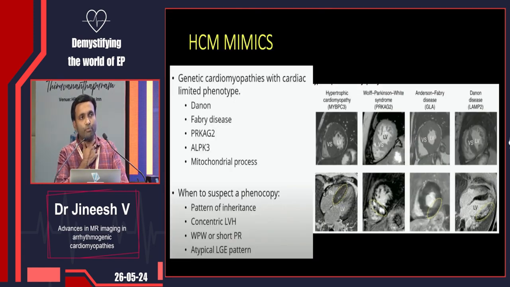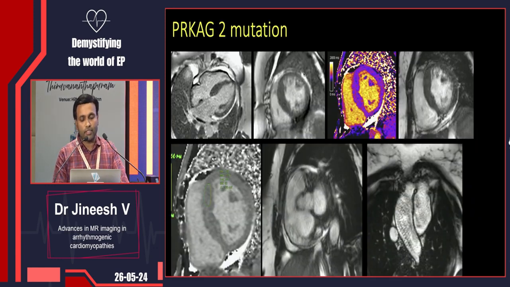And there are multiple HCM mimics. The so-called HCM, which doesn't have an HOCM, can have other mimics like Danon's disease, Fabry's, PRKAG mutations, etc. And MR has some signatures in some diseases, especially in Danon's disease, where there is scar of the lateral wall with sparing of the endoventricular septum. And pre-excitation, PRKAG mutations can also have specific signature markers in MRI. In this case, a PRKAG mutation was diagnosed.